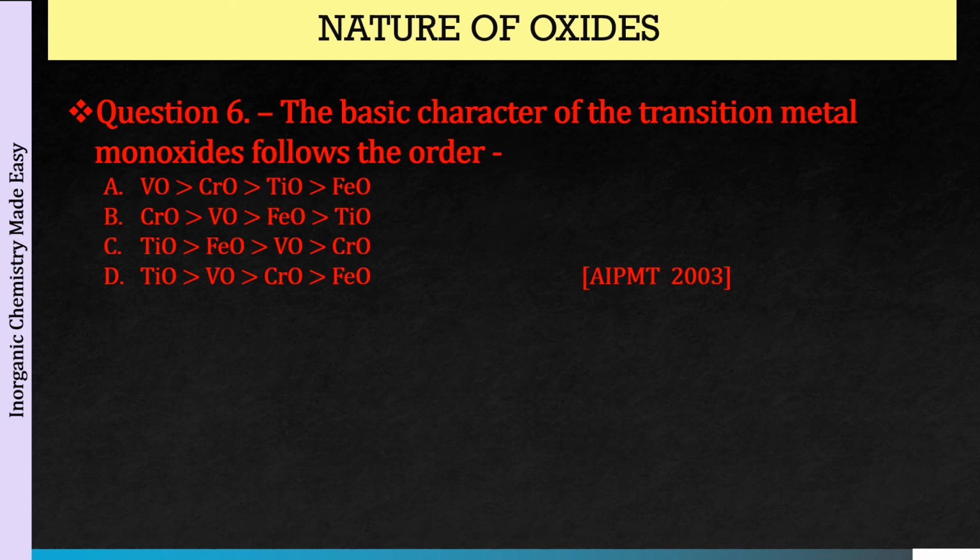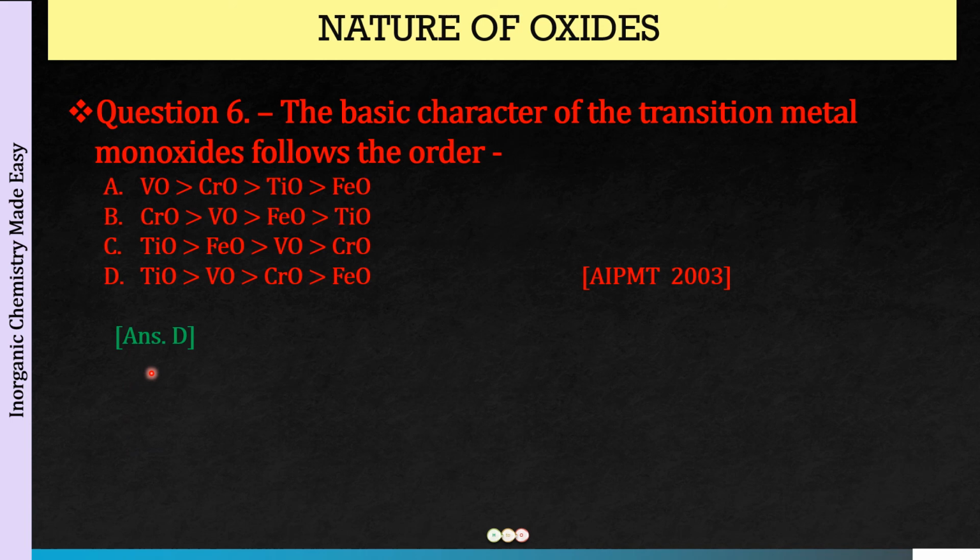And the question is, the basic character of the transition metal monoxides follows the order. All right, so you know the basic character is going to decrease left to right in the periodic table. So what you need is only to remember the order for the 3d series. Okay, and if you know that, well, the answer is going to be correct for you people. Well, the correct answer over here is going to be D choice.